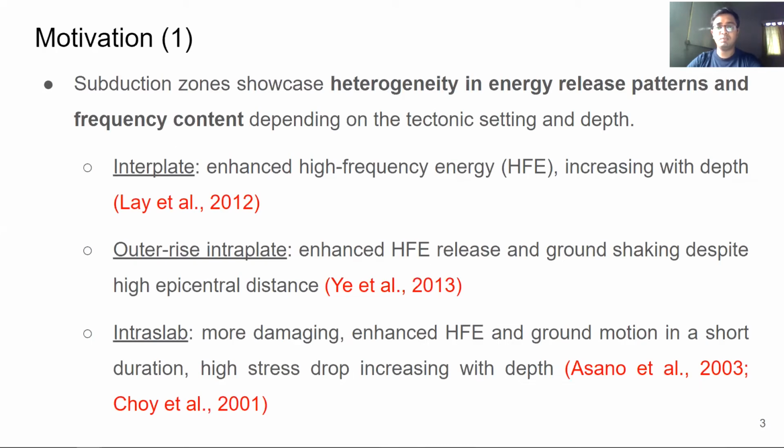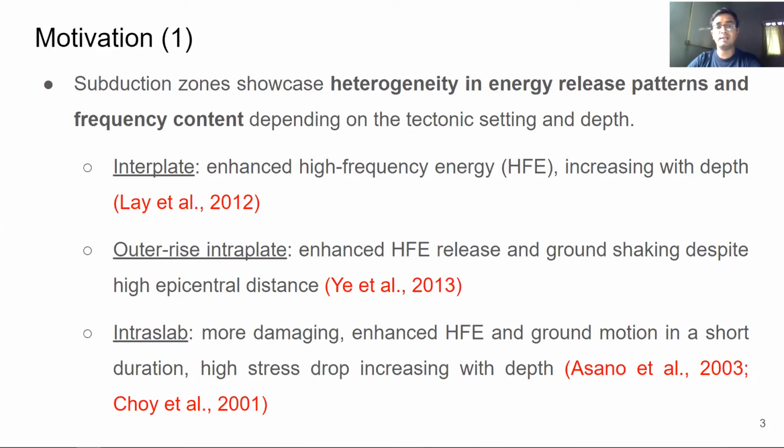Previous studies have observed that earthquakes occurring in subduction zone environments showcase heterogeneity in their energy release patterns and frequency content depending on the tectonic setting and depth of origin. We consider earthquakes from 3 tectonic settings: interplate, intraplate, and intraslab. Interplate earthquakes originate on the interface between the two interacting plates of the subduction zone. Lay et al., in their study of interplate earthquakes in different megathrusts across the world, defined 3 principal domains based on the hypocentral depth. They observed that the high frequency energy and energy to moment ratios increased with depth.